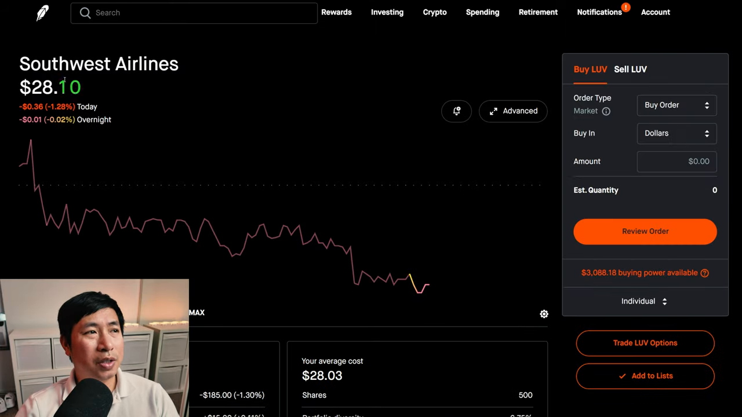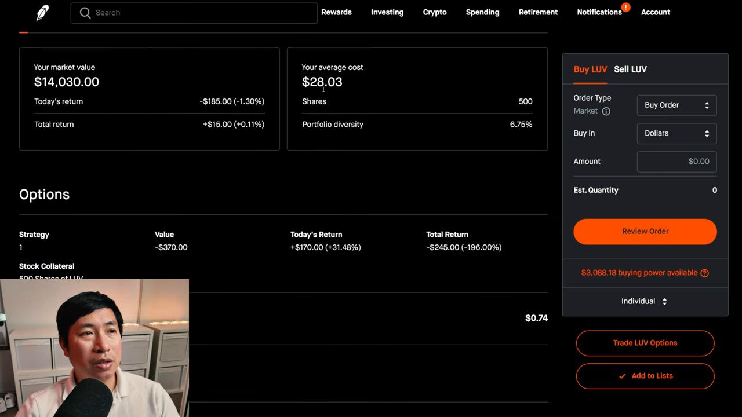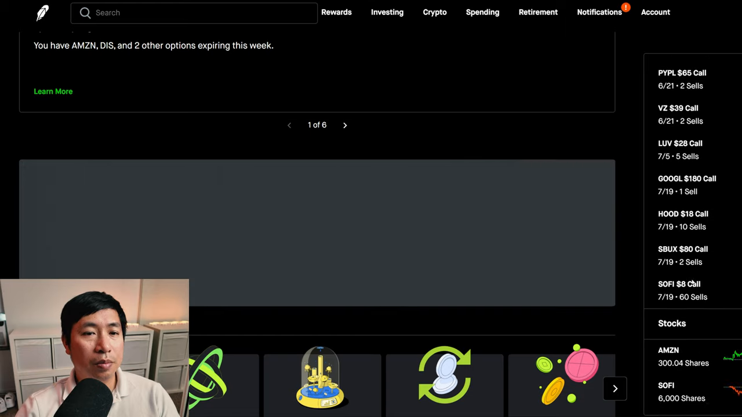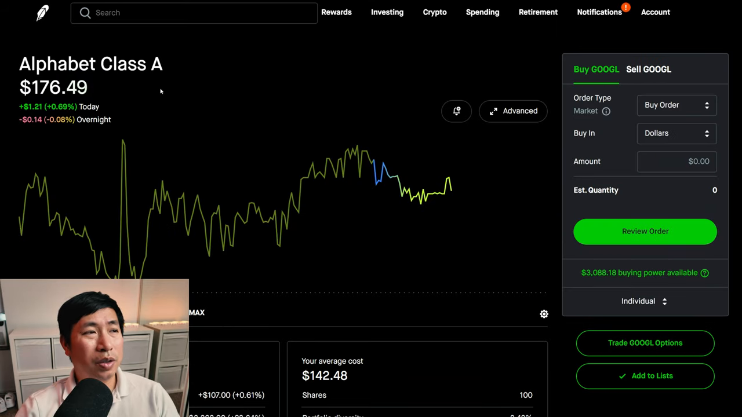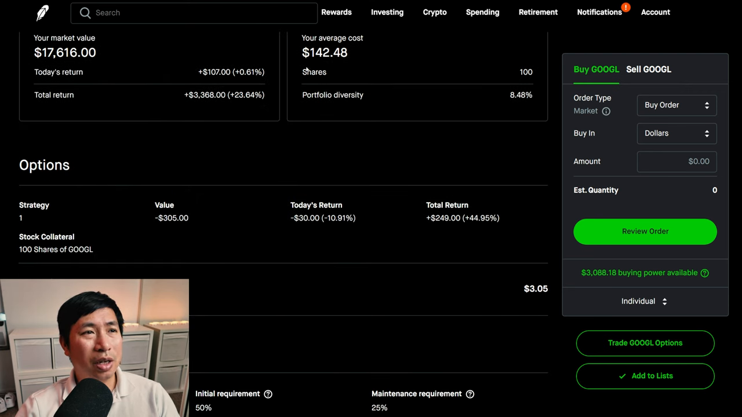I have 500 shares of Southwest Airlines. Southwest Airlines is at $28.06. My average cost, $28.03. My total return, $15. I have 100 shares of Google. Google is at $176.16. My average cost, $142.48. My total return, $3,368.